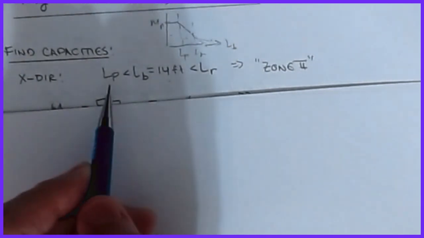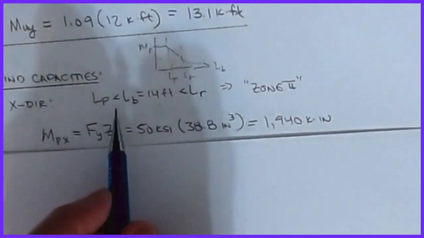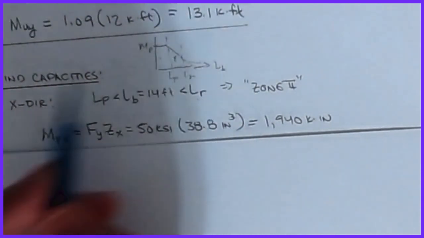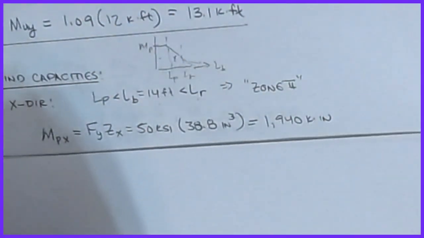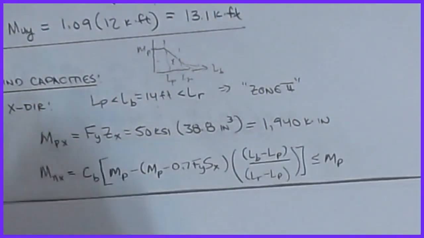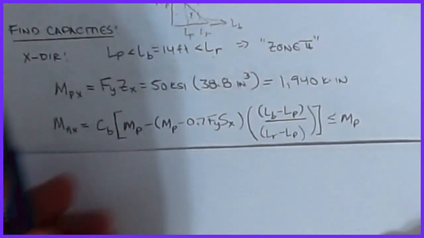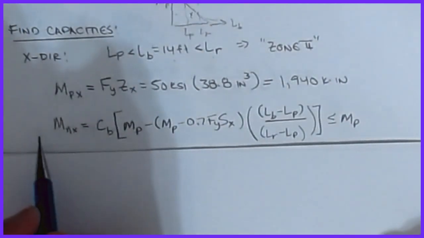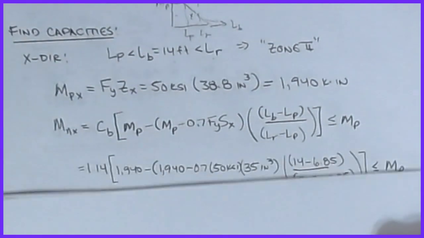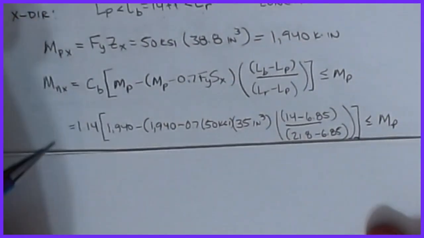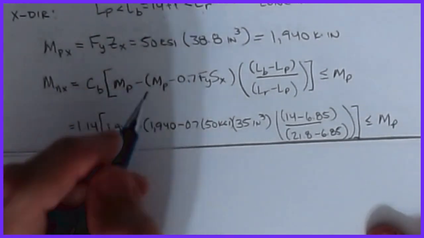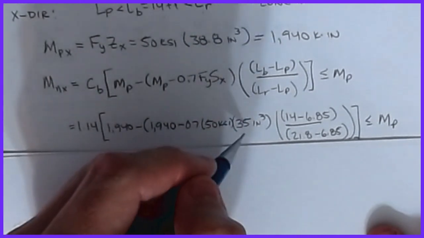So our Lb is 14 feet. We saw that our Lp value was like 6.8 and Lr was like 20 something. So we know we're in this region here, it's zone 2. If it's zone 2, then I can calculate the actual nominal moment capacity. Now, I do need the plastic moment capacity in the X direction. That's Fy times Zx, so plug and chug. 1,940 is the plastic moment, and then I can calculate the nominal based on the unbraced length using this. Again, it's just plugging in all the values and doing the math. Now, we took 1.14 just as an assumption. So I plug in my Mp's, and here's another Mp, and then 0.7 Fy times Sx, which is the elastic section modulus, 35.